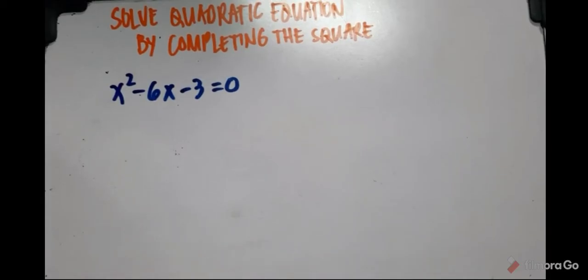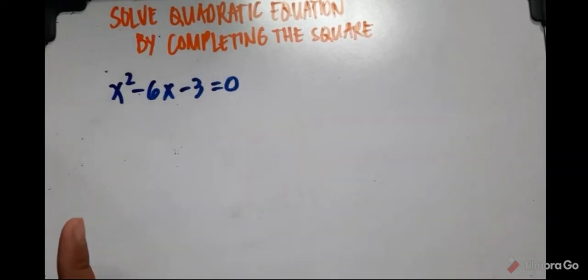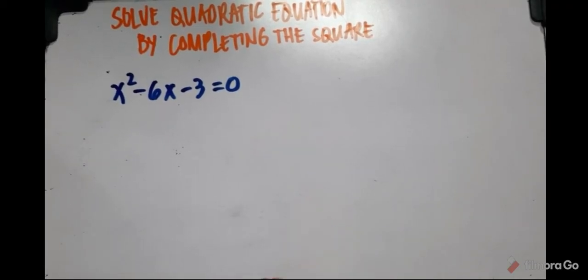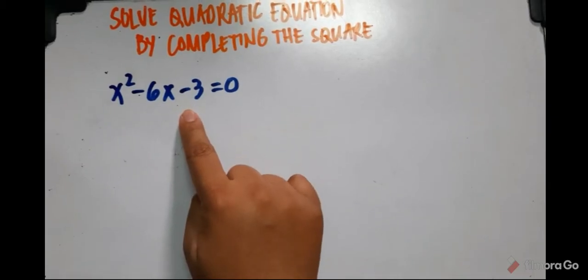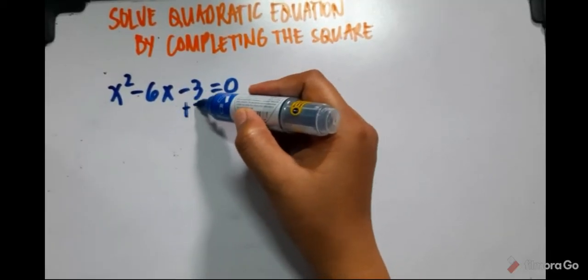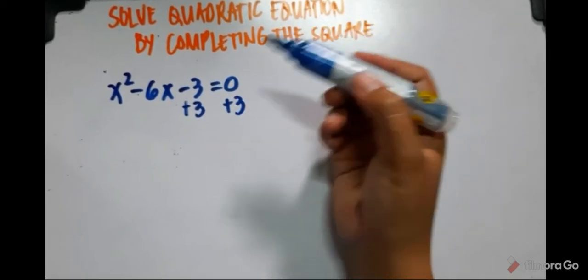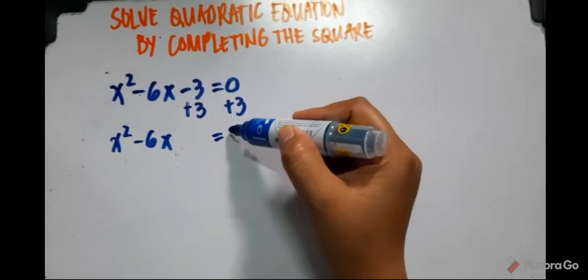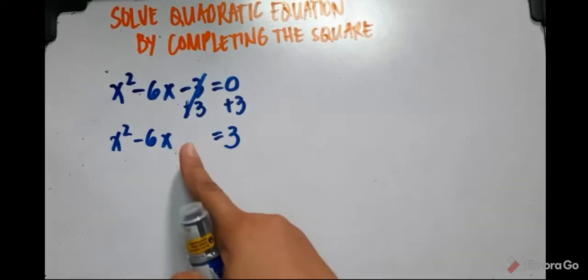X squared minus 6x minus 3, by completing the square. First step, we are going to write the equation such that the terms with variables are on the left side and the constant term should be on the right side of it. So, how are we going to take away negative 3 on this side? We will apply the addition property of equality. So, that would be plus 3 on both sides. So, this will be x squared minus 6x is equal to positive 3. This is now equal to 0.